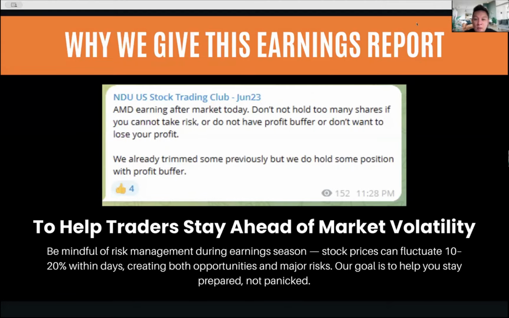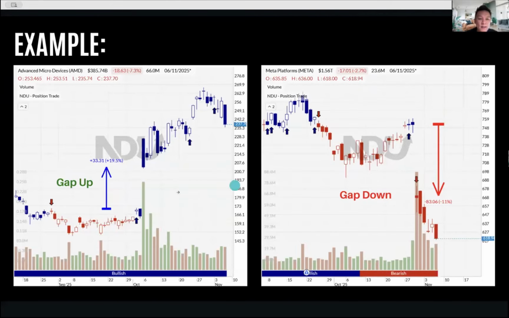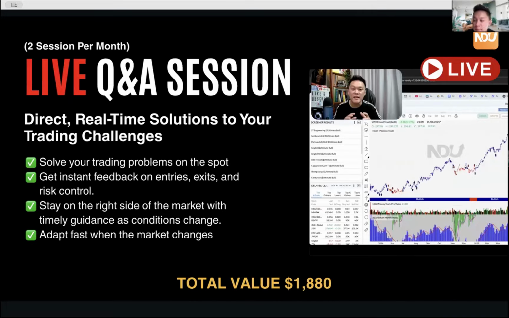This example, like we share, like AMD earnings after market today. Do not hold too many shares if you cannot take risk, and do not have profit. If you do not have a profit buffer, or don't want to lose your profit, so I'm warning. We already trimmed some previously, but we do hold some position with profit buffer. So I share with you how to think like a trader and all this. So for example, AMD gap up, and Meta gap down. You have to learn how these earnings can affect your portfolio or your performance.